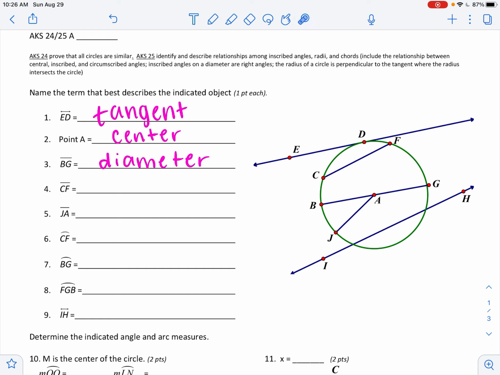All right, next up is line segment CF. So CF, similar to BG because both of its ends sit on the circle, but it does not pass through A. So this is what we call a chord.